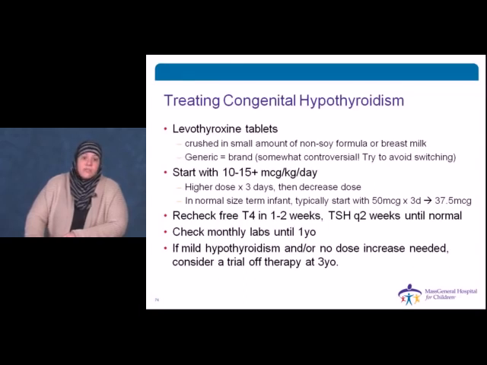You want to recheck the free T4 in 1 to 2 weeks, and then you want to also check the TSH every 2 weeks until it normalizes. Once your TSH has normalized, we check labs every month until 1 year of age. And if there's mild hypothyroidism or no dose increase of levothyroxine is needed, again, you may want to consider a trial off therapy at the age of 3 years to see if it was transient.